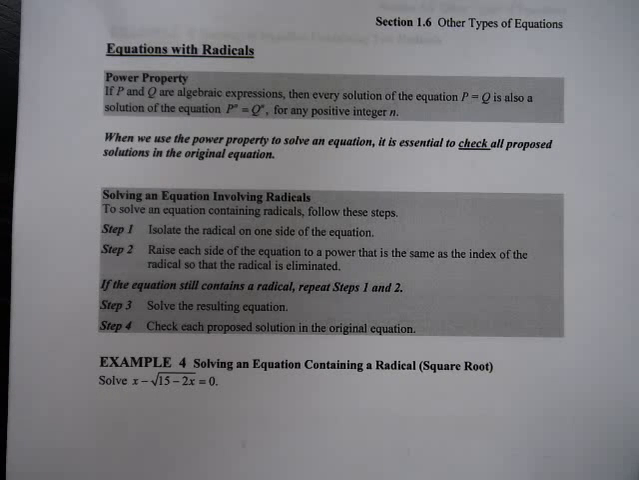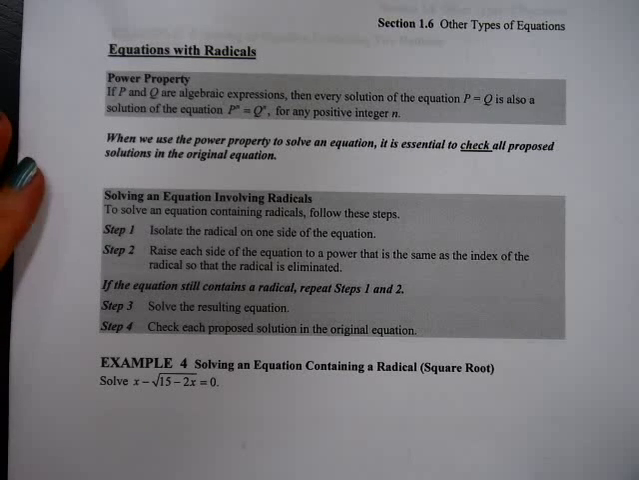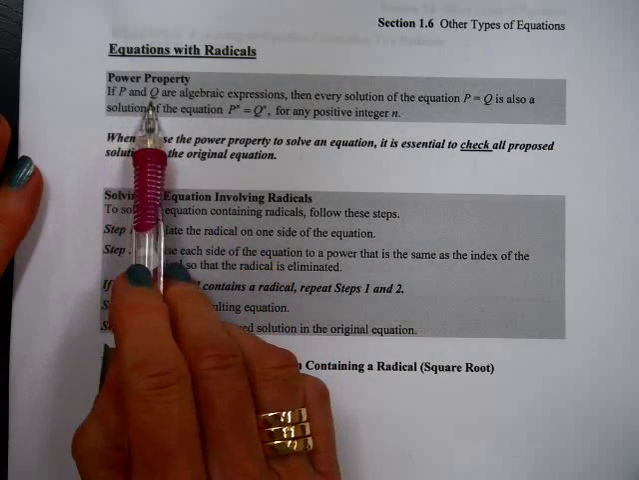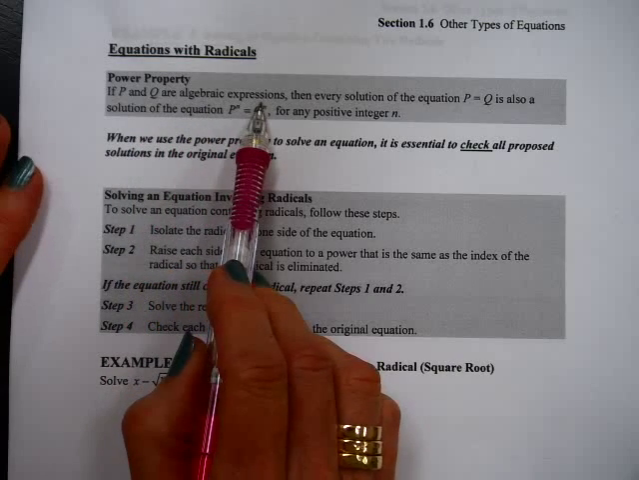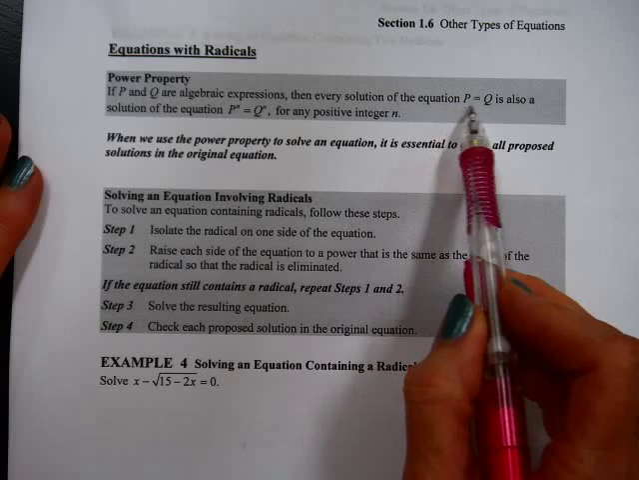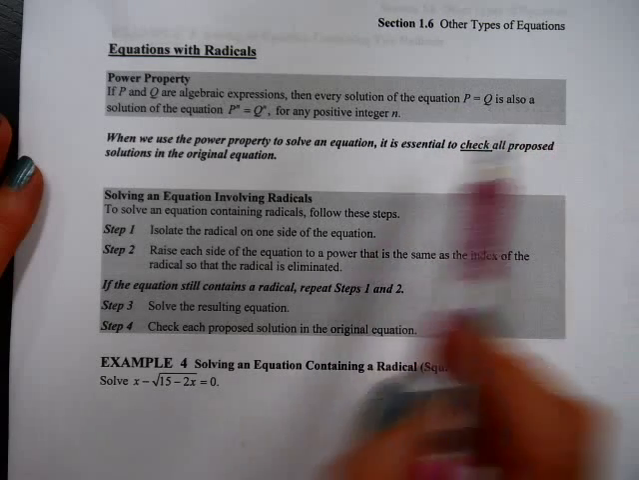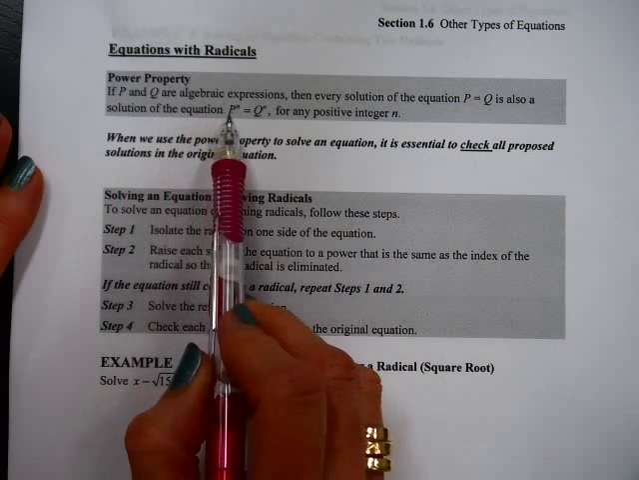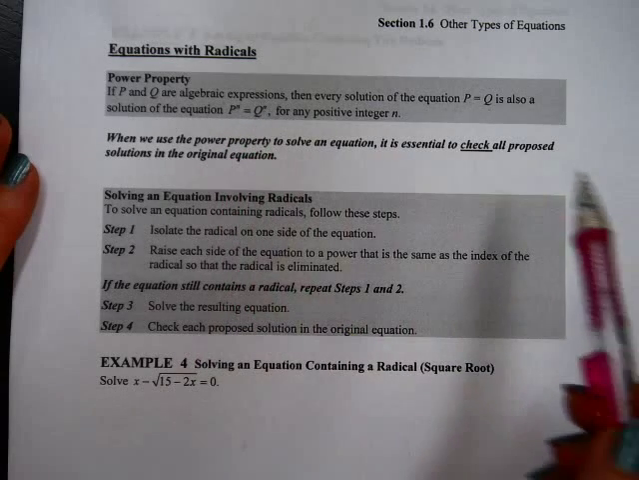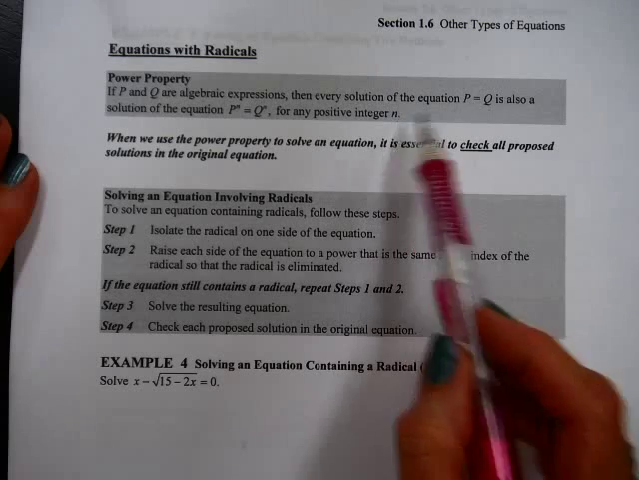We're still in section 1.6 looking at solving equations with radicals. In order to solve an equation with radicals, we are going to use what's called the power property, which says if P and Q are algebraic expressions, then every solution of the equation P equals Q is also a solution of the equation P to the n equals Q to the n for any positive integer n.